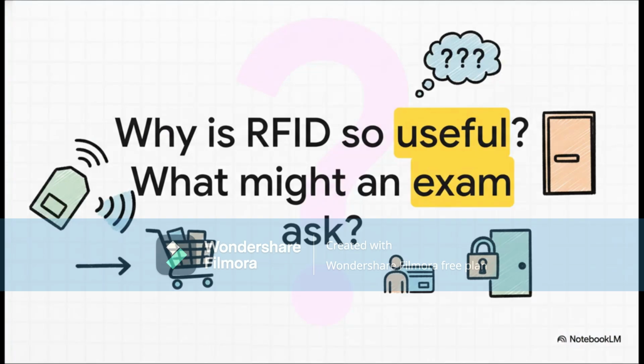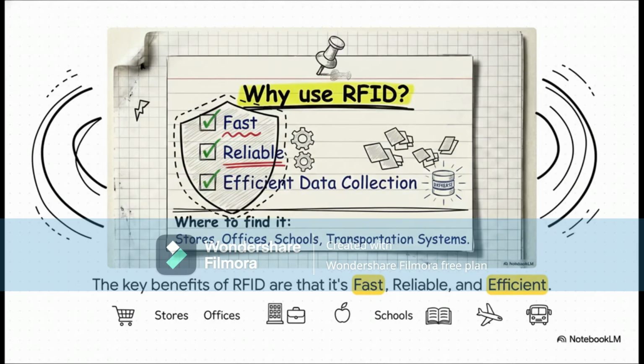So a really common exam question might be something like, list the benefits of using RFID technology. So let's answer that. What makes this stuff so useful? Here are your 3 golden answer points. 1, it's fast. You don't need to have a direct line of sight like you do with a barcode. 2, it's reliable because the tags are pretty tough. And 3, it allows for super efficient data collection. Remember, scanning tons of items all at once. So just lock these 3 words in your brain: fast, reliable, and efficient.